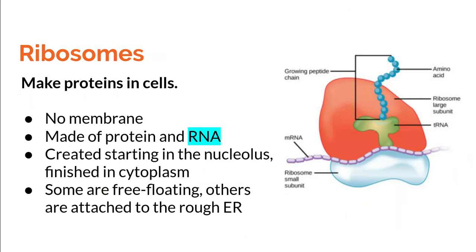So ribosomes are created starting in the nucleolus. Remember, that's like the nucleus of the nucleus where ribosomes and proteins begin. And then the process is finished in the cytoplasm. Some are floating around in the cytoplasm, but others are attached to the endoplasmic reticulum, specifically the rough endoplasmic reticulum.